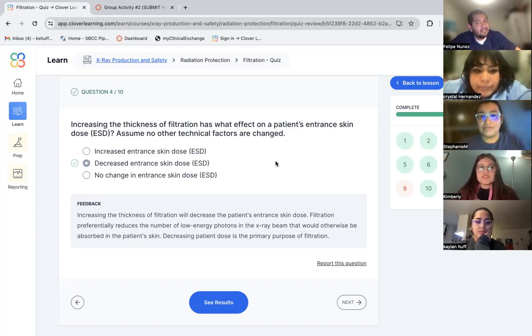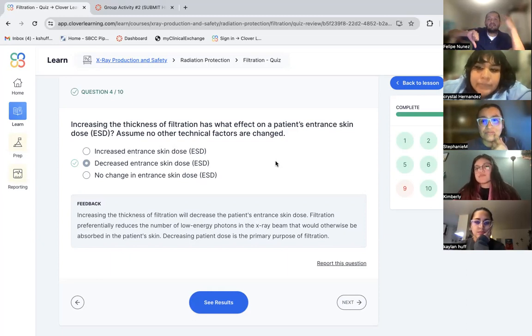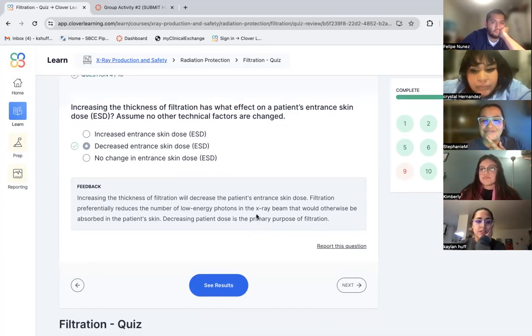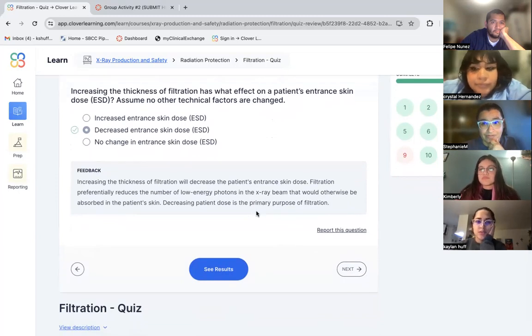So would the filtration and the entrance skin dose be inversely proportional? Correct. Yeah, the thicker the filtrate, the lower the patient dose. That's a catch, actually. I like that we said that. So the thicker the filtration, the less will get through, therefore decreased entrance skin dose.